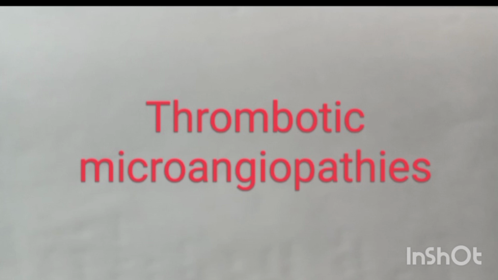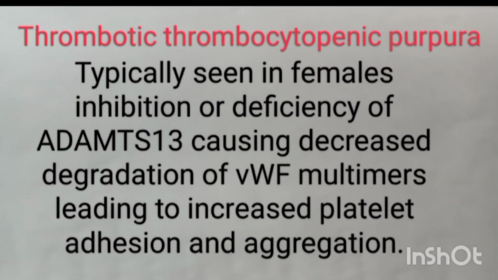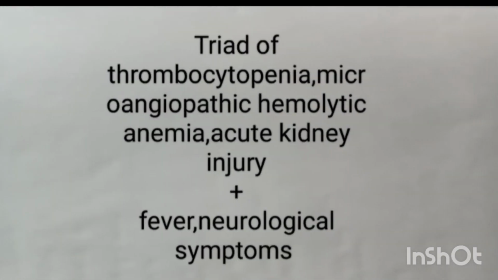Next, thrombotic microangiopathies. These disorders overlap significantly in symptomatology, may resemble DIC, but do not exhibit lab findings of consumptive coagulopathy. Thrombotic thrombocytopenic purpura, typically seen in females, is due to inhibition or deficiency of ADAMTS13 causing decreased degradation of VWF multimers, which leads to increased platelet adhesion and aggregation. Triad of thrombocytopenia, microangiopathic hemolytic anemia, acute kidney injury.